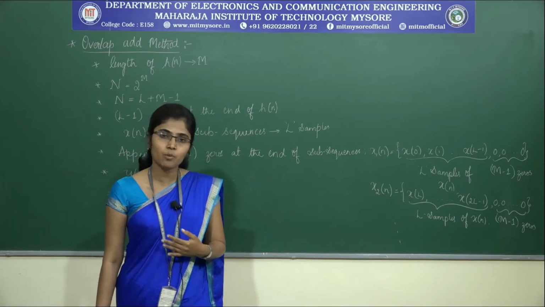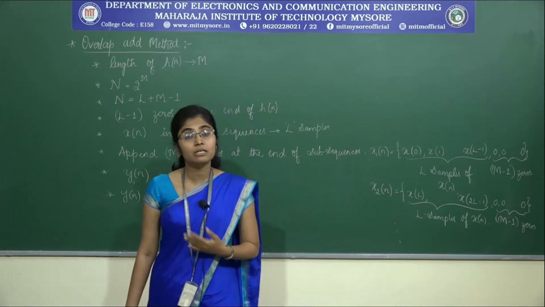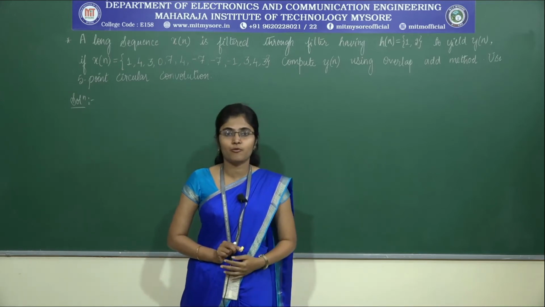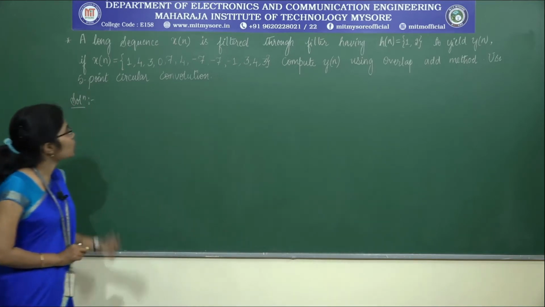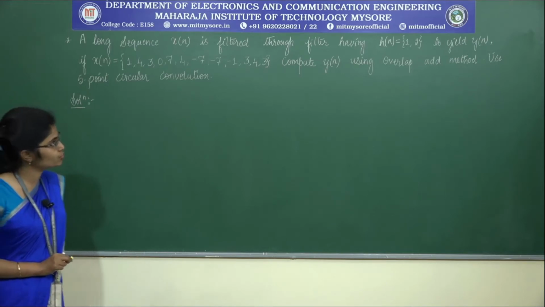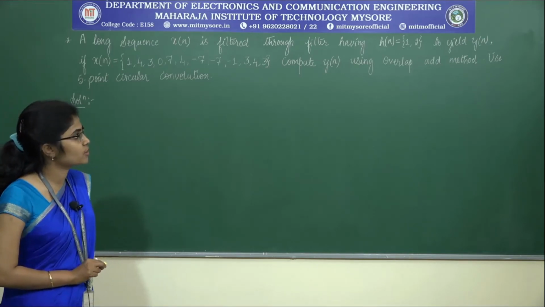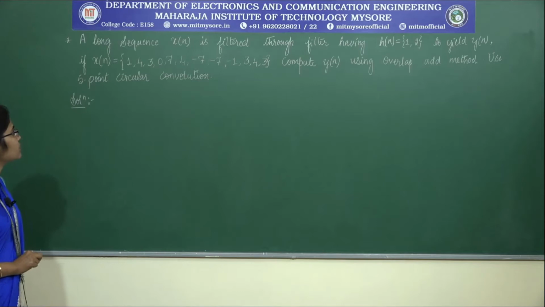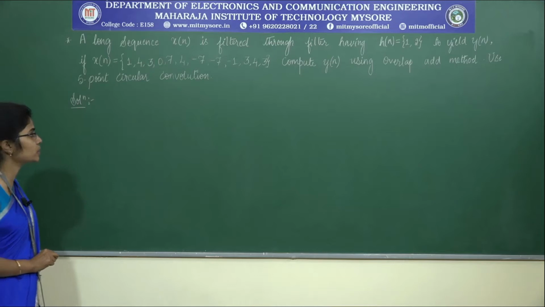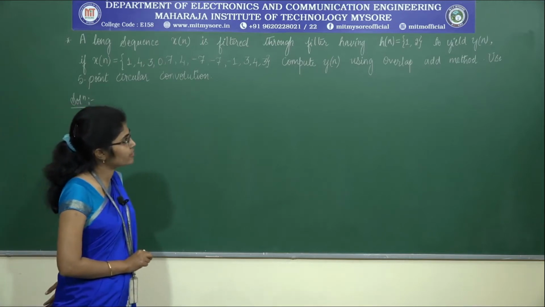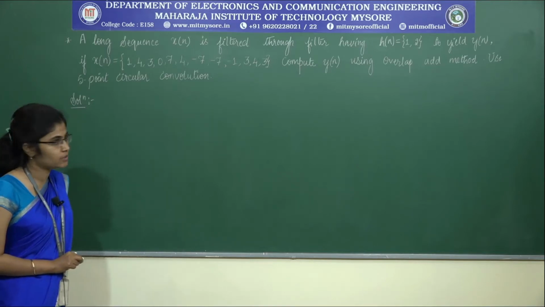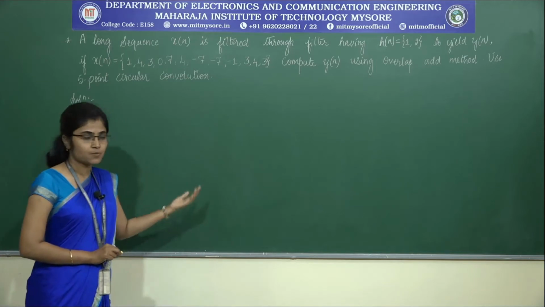After this, now we will see problems on overlap add method and we will learn how to solve problems using overlap add method. Now let us move on to the first problem of overlap add method, and the question is, a long sequence x of n is filtered through a filter having h of n equal to 1, 2 to yield y of n. If x of n is equal to 1, 4, 3, 0, 7, 4, minus 7, minus 7, minus 1, 3, 4, 3. Compute y of n using overlap add method. Use 5-point circular convolution. So now let us proceed with the problem.